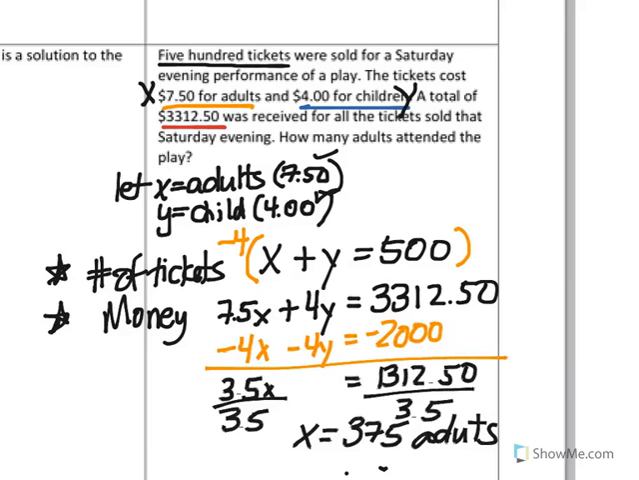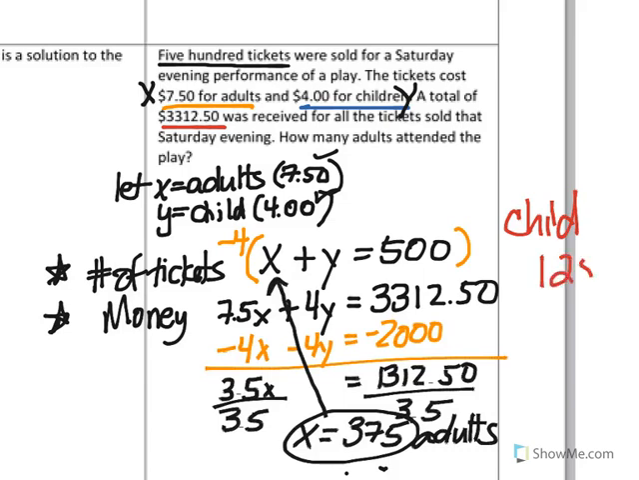So 375 adults, and if it asks for children, you would just take this amount and plug it in for X right there and solve it out, and you would find out that the children is 125.